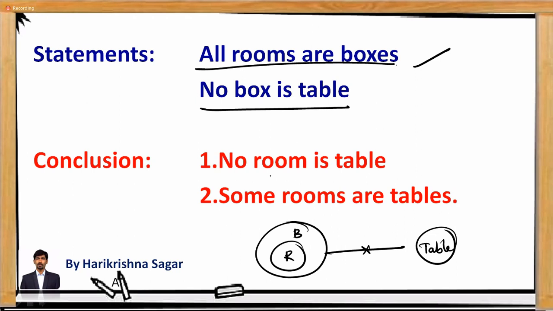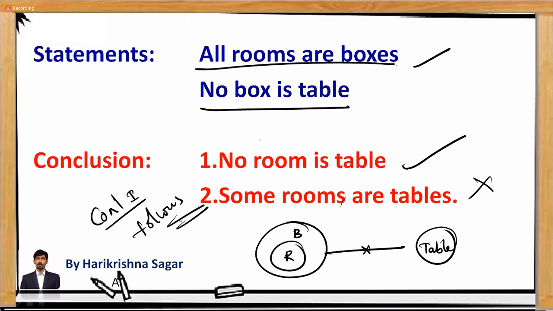So now you can just observe the conclusions which are projected here. If you observe conclusion 1, what is conclusion 1? No room is a table. Is that a correct conclusion? Yes, for sure. Because rooms is here, tables is here. So no room is a table is going to be a correct conclusion. And some rooms are tables. How come some rooms will become tables? Rooms are here, tables are here. So we can definitely say some rooms are tables is a wrong conclusion. So using this, only conclusion 1 follows. You can mark the answer choice as conclusion 1 follows. Conclusion 1 follows is available as option A. You can mark it as the answer.